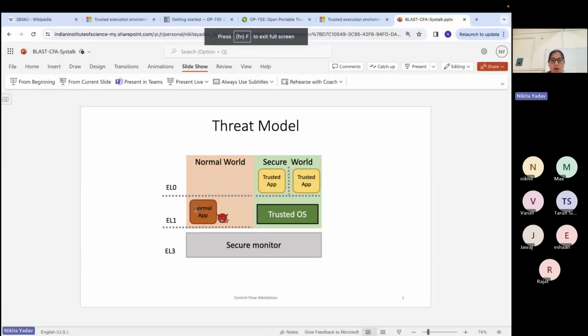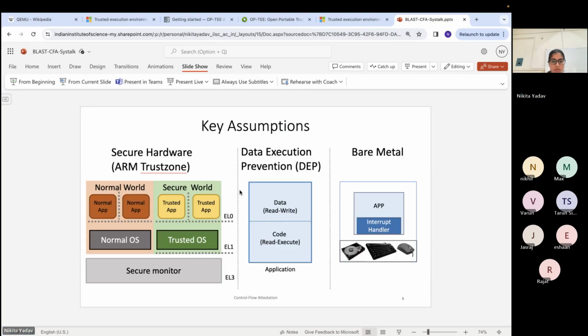So this is your normal world. Actually, you can ignore these two parts. So this is your ARM TrustZone, this is your normal world, and this is your secure world, and this is your secure monitor.